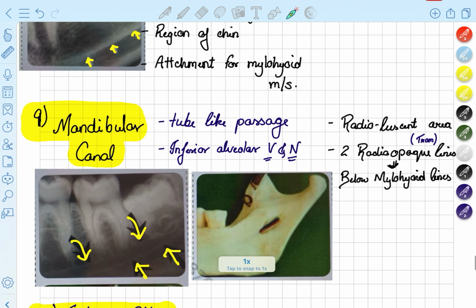Mandibular canal, as the name suggests, is a tube-like passage. It will appear as a radiolucent area. It carries the inferior alveolar nerves and vessels. The 2 radio-opaque lines run parallel to each other, and they are known as tram lines, below the mylohyoid line.